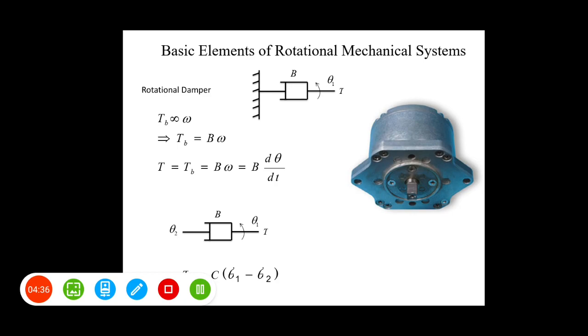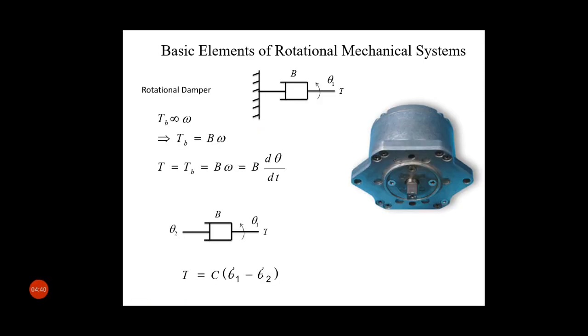According to Newton's second law, the applied torque T equals the damping torque TB. So applied torque T equals B into omega, and this equals B into d theta by dt. Omega is the angular velocity and theta is the angular displacement.